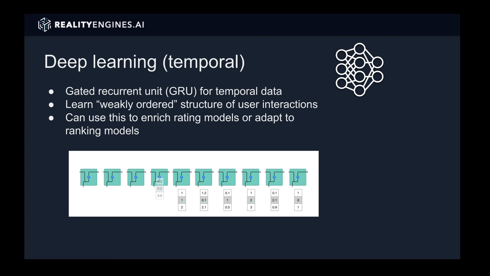Typically with temporal data, with machine learning, with deep learning, we would use RNNs, recurrent neural networks. And here I'm going to talk about a gated recurrent unit, which is a type of RNN for temporal data. And the idea is that the user has a sequence of items, and the GRU will take in the sequence and learn the temporal structure. For instance, if we're talking about Amazon data and the user buys coffee beans once a month, then this GRU will learn that trend and start to recommend coffee beans every single month.